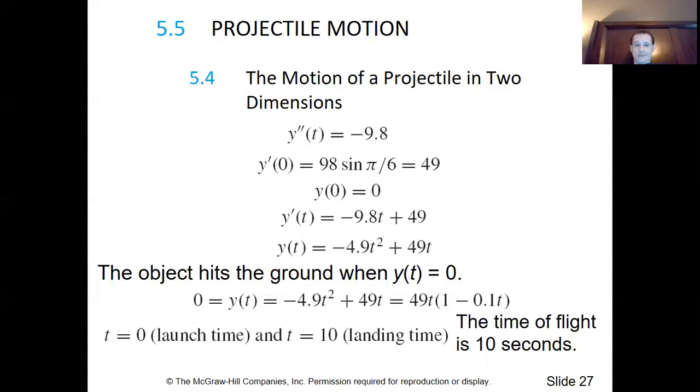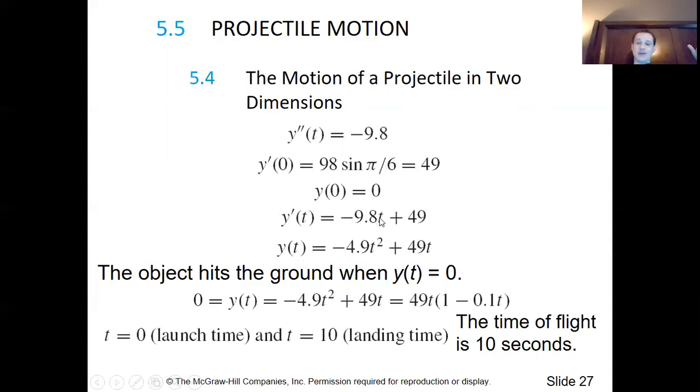So let's get integrating. Here we go. If you integrate y double prime, you get y prime. The integral of negative 9.8 is negative 9.8t. But you put your initial conditions in too, right? There's some constant. Turns out the constant will always be the value of the thing you're talking about at time 0. So if you integrated y double prime to get y prime, the constant will be whatever y prime was at time 0, which according to this equation up here, y prime at time 0 is 49. Integrate that again.